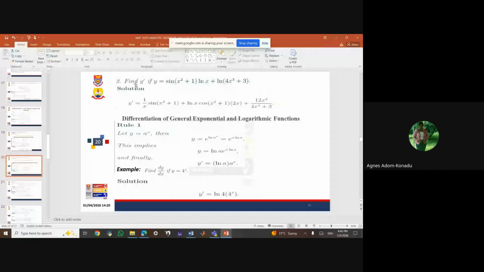This is a combination of so many things. I want to differentiate y, if y is sine of x squared plus 1 times ln x plus ln of 4x cubed plus 3. The top one is the product of two functions, so I have to use product rule. I maintain sine of x squared plus 1, then I will differentiate ln x, and differential of ln x is 1 over x. Plus, the next one, I will maintain ln x, then I differentiate sine of x squared plus 1. When I differentiate sine, it's going to be cos. I will maintain my angle x squared plus 1, which will give me 2x.